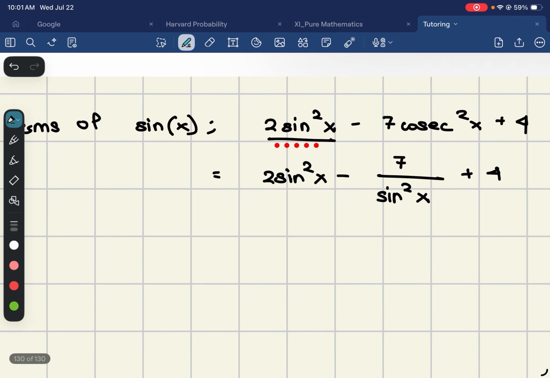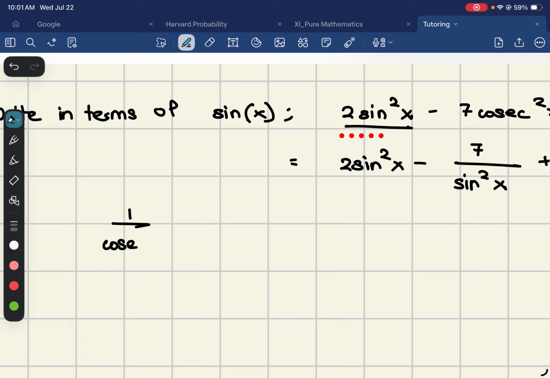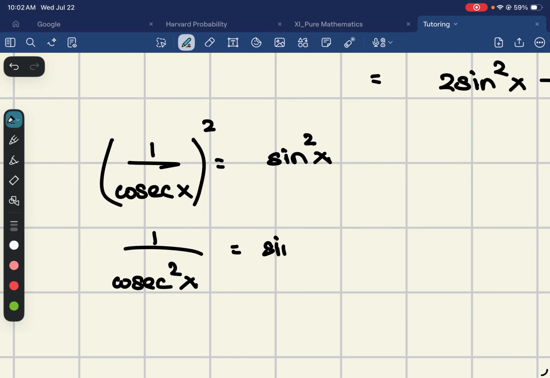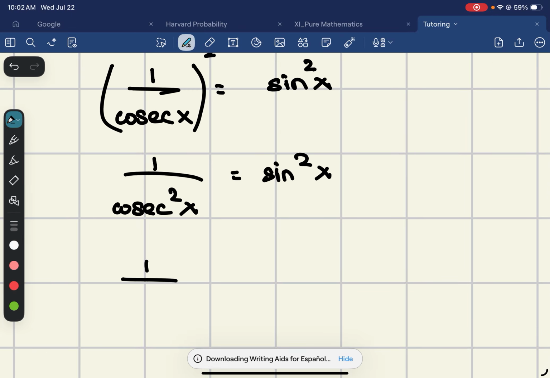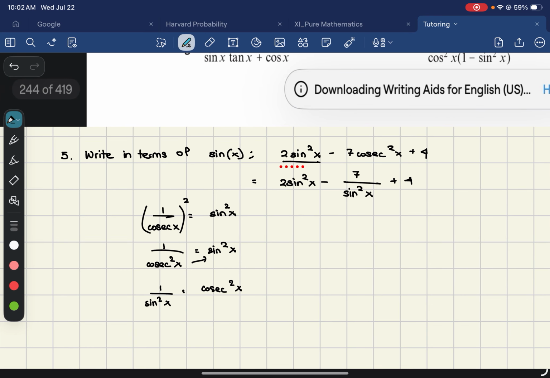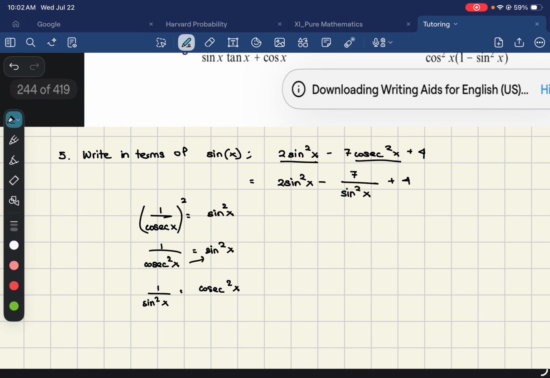And let me just quickly show you why. Remember, 1 over cosecant x is equal to sine x, right? So if I square both sides, sine squared x is just going to be this side squared, which is 1 over cosecant squared x is equal to sine squared x. And you can just switch these. So 1 over sine squared x is going to be cosecant squared x if I just cross multiply, right? If I send this to the other side and bring sine squared x to the denominator. So that is just the substitution that we have made here. All right, now you might be wondering, well, this does not match the answer given in the textbook.